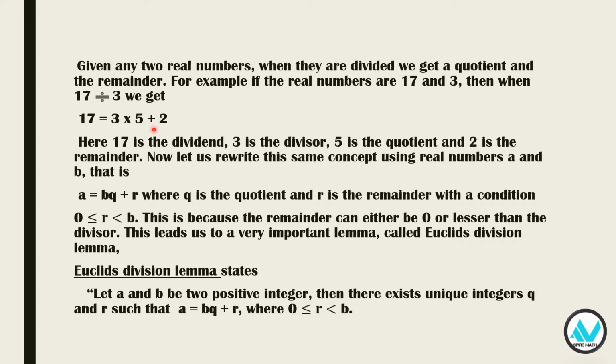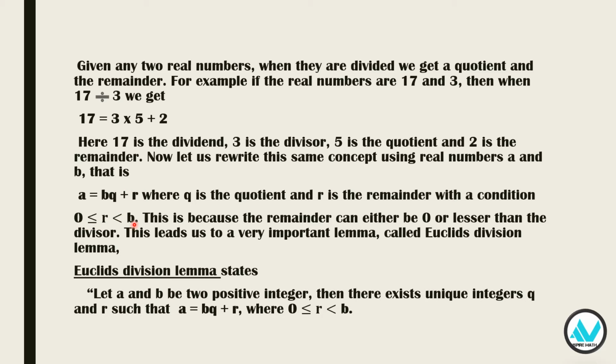Now here let me take any two real numbers, 17 and 3. When I divide 17 by 3, I get a quotient 5 and a remainder 2. This quotient and remainder are unique for each division. Now if I am going to generalize this for any given real numbers, let me take A as my dividend, B as my divisor, then I get a quotient Q and a remainder R with a condition 0 less than or equal to R less than B.